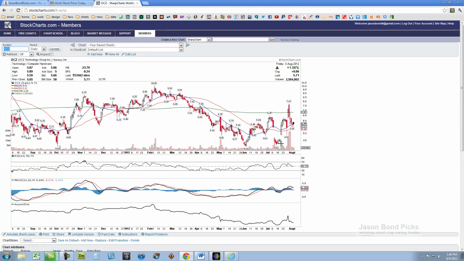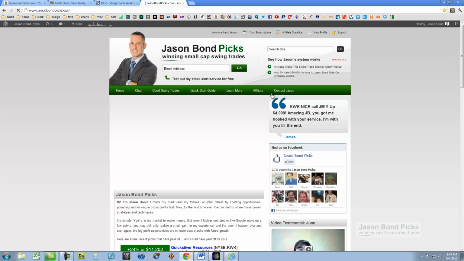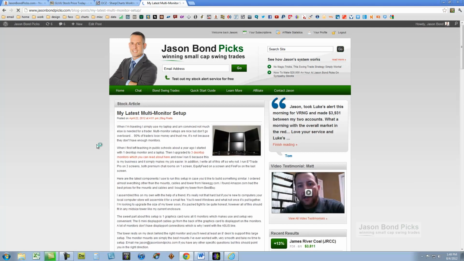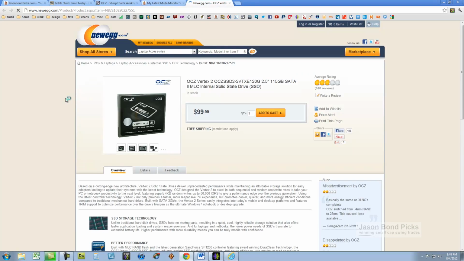See the 647 down to 421? This was on the tip of my tongue. So OCZ down here was a buy around 430. What is OCZ? Well, if you go to jasonbondpicks.com, OCZ here, if you go to my multi-monitor setup, it's my hard drive I was talking about earlier, right there. That's the hard drive that I use to run my computer. So these small caps, they're out there in the real world, 120 gigabyte. Remember I told you earlier that I was kind of running out of size on my hard drive? It's a solid state drive, and OCZ is the company right there.